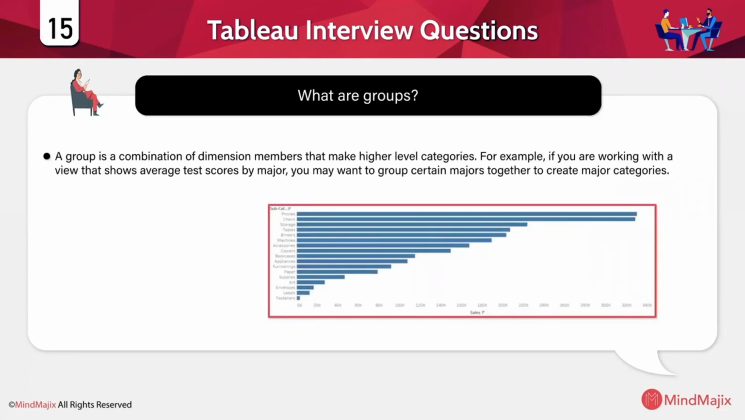Question number 15. What are groups? Basically, there is just a single two-line definition. A group is a combination of dimension members that can make higher-level categories. For example, if you're working with a view that shows average test score by major, you may want to group 13 majors together to create major categories. So that's why groups are necessary.